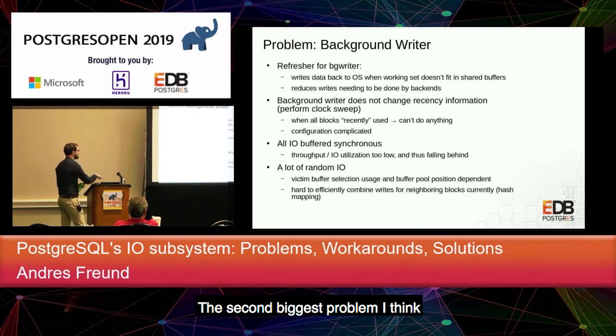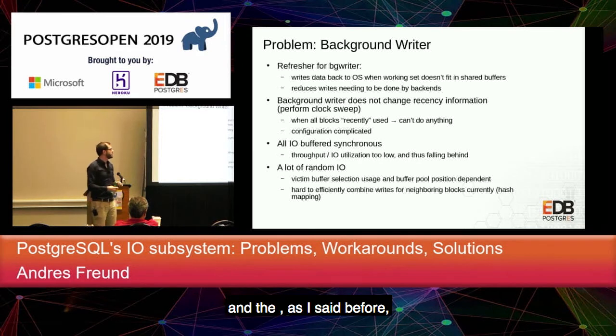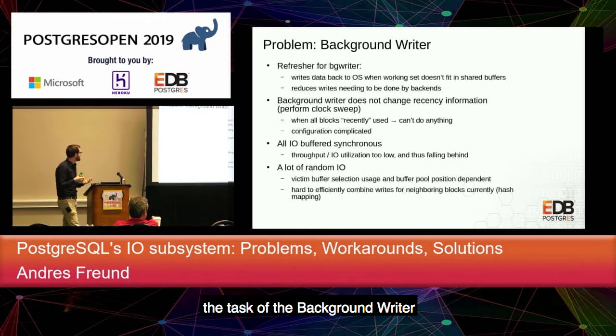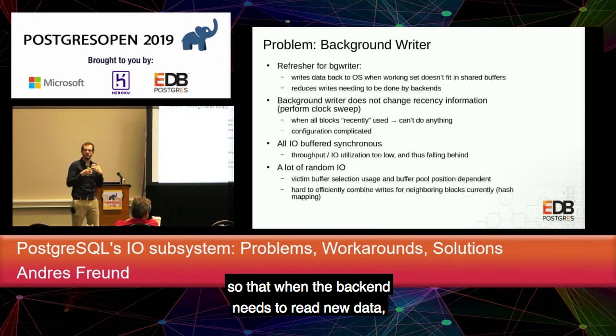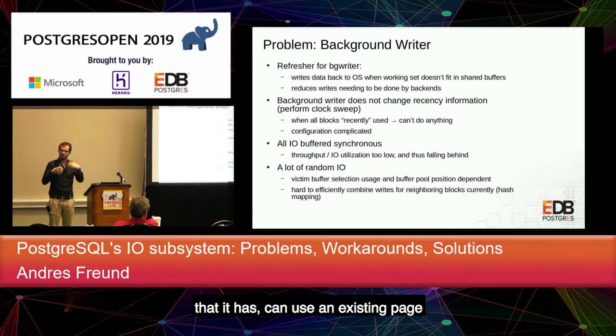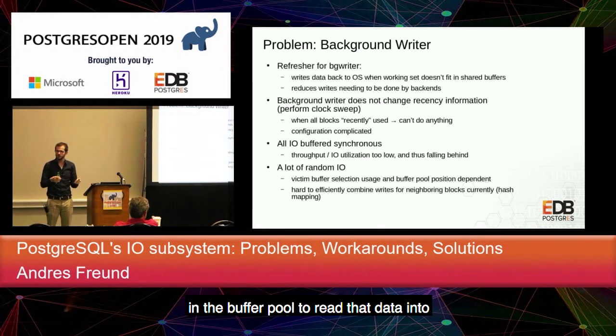The second biggest problem, I think, is the background writer. As I said before, the task of the background writer is to write data back to the operating system so that when a backend needs to read new data, it can use an existing page in the buffer pool to read that data into.